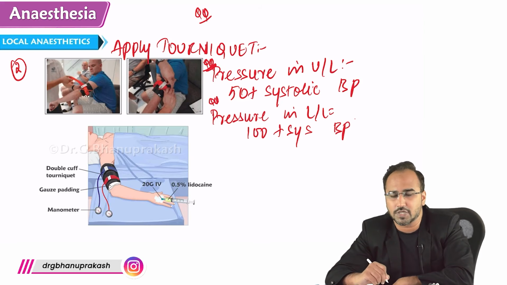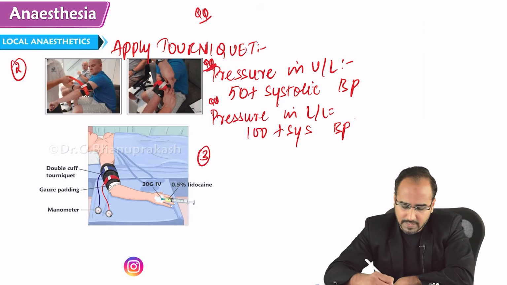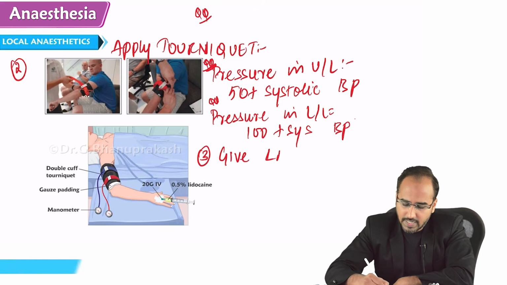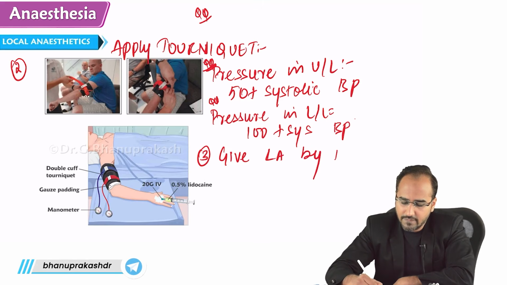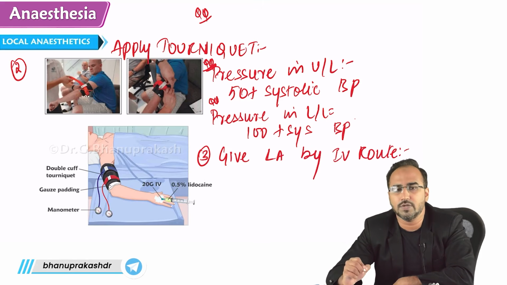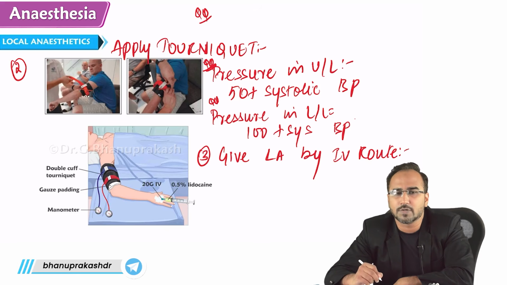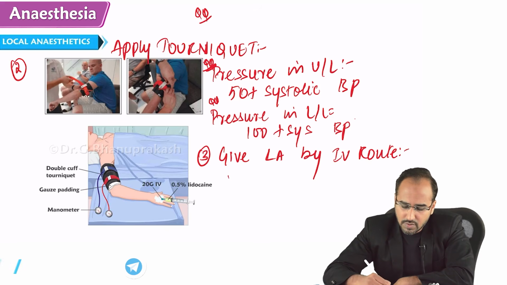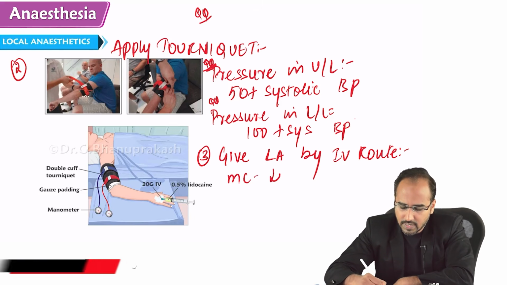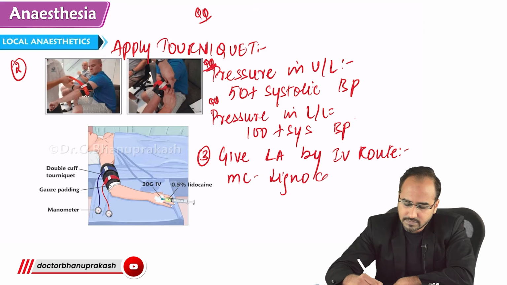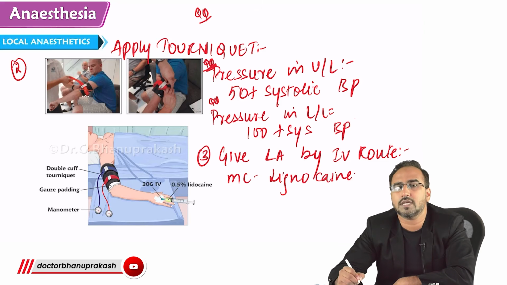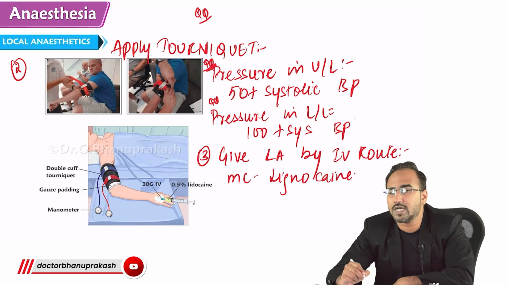After applying this tourniquet, the third step is you give the local anesthetic by IV route. You give the local anesthetic by what route? IV route. What is the local anesthetic which is commonly used over here? Most commonly used local anesthetic in IVRA is what? Lignocaine. Come on, guys. What is the concentration of lignocaine used in IVRA?